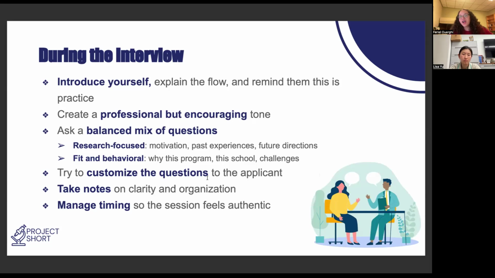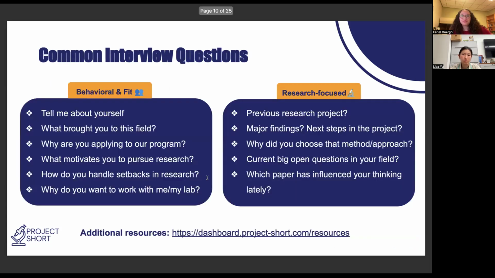So if you feel that the applicant is kind of going on about a certain question, you can feel free to interrupt them to make it feel more realistic. And yeah, so we put together some common interview questions that come up. So there are the behavioral and fit questions. And we've all been through this experience, right? If we're here today, these might ring a bell.